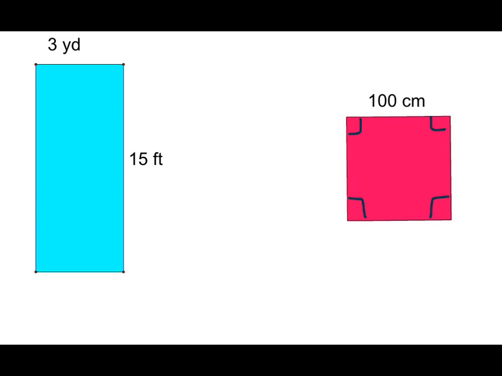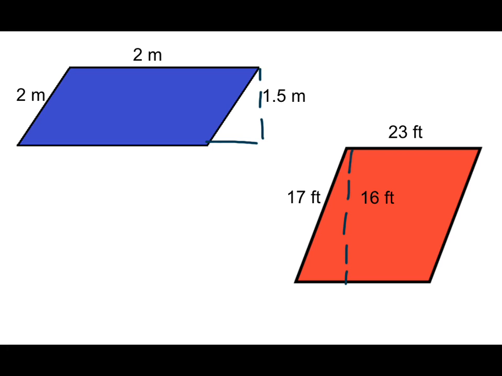Now, why don't you get out your math notebook and try to find the area of the rectangle and of the square. Don't forget when finding the area of the rectangle to convert the yards to feet first before you multiply them, because they have to be in the same unit of measure. Okay, and now try 2 more problems in your math book. And don't forget, when you're plugging in the value for your height, to make sure you're plugging in the altitude and not the side length.